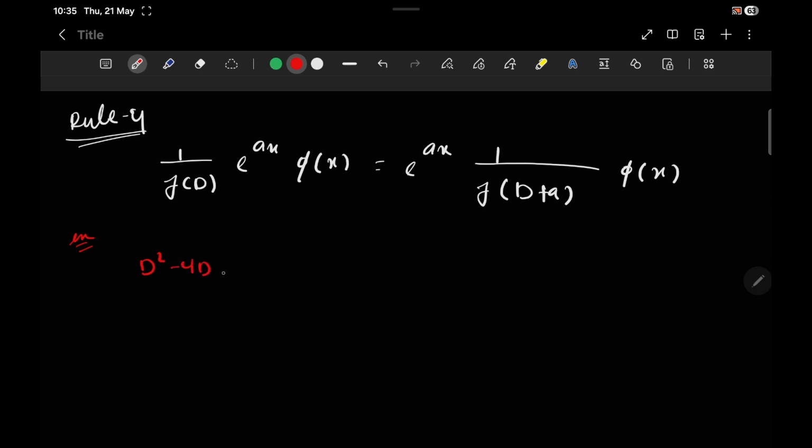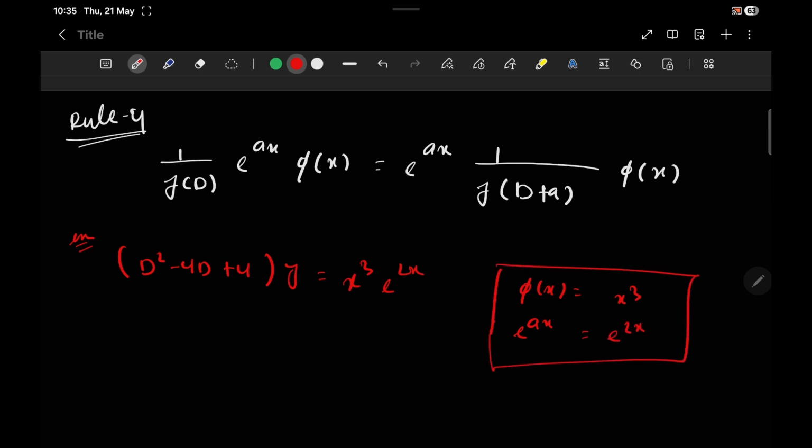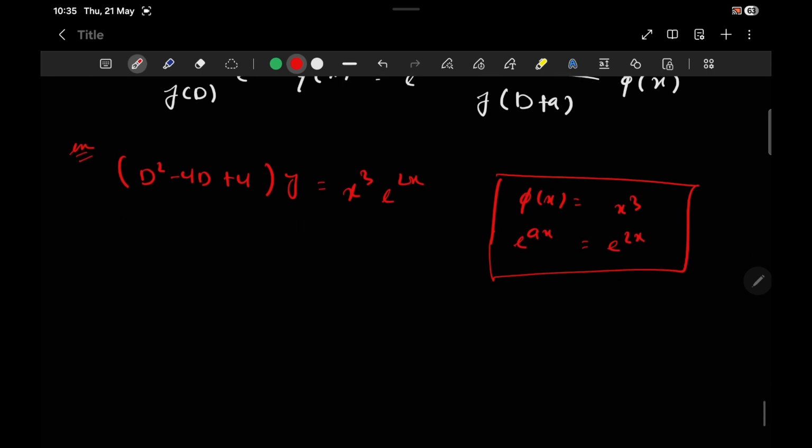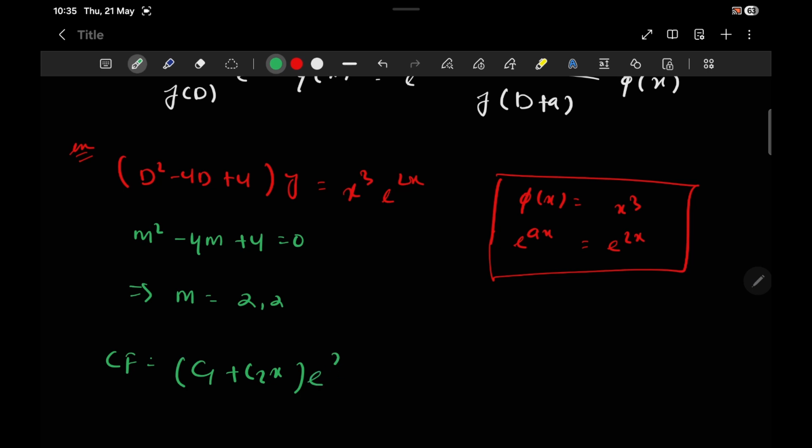So let's take an example: d square minus 4d plus 4 into y is equal to x cube e to the power 2x. So here phi x is x cube and e to the power ax is e to the power 2x, right? This is the similarity. We can quickly solve for this. m square minus 4m plus 4 equal to 0, so m is equal to 2 and 2. So CF is (C1 plus C2 x) e to the power 2x.